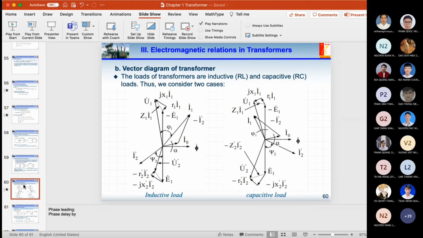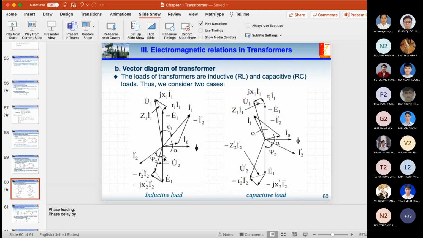Normally the transformer is connected to a load, but you don't know whether the load is inductive, capacitive, or resistive. For example, if you look at this slide, it's very easy for you to guess, because I already show you the inductive load here. It's very easy for you.